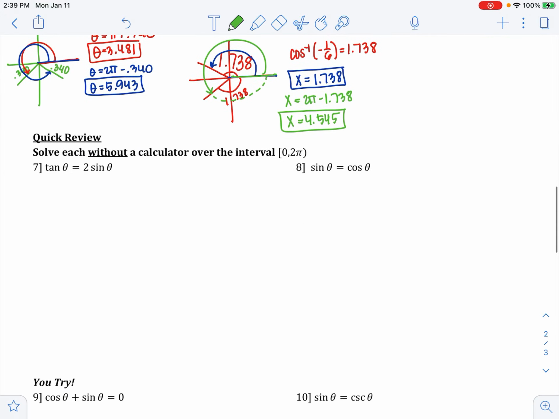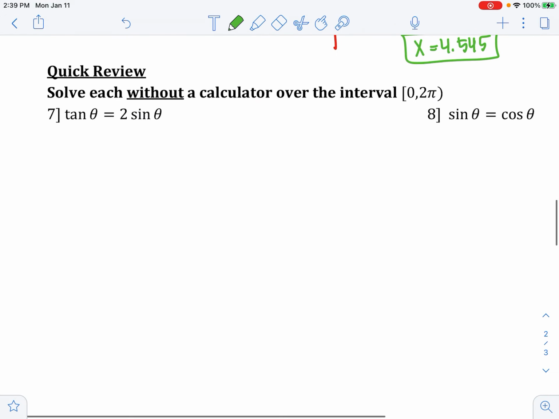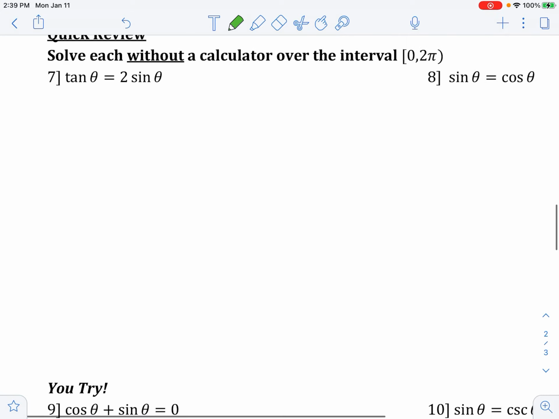Okay, that's it for the calculator usage. So I'm going to get rid of that so I have more room. This is review, for if you struggled with what we ended with on the last set of notes. Okay. Solve each without a calculator. Use the interval 0 to 2 pi again.